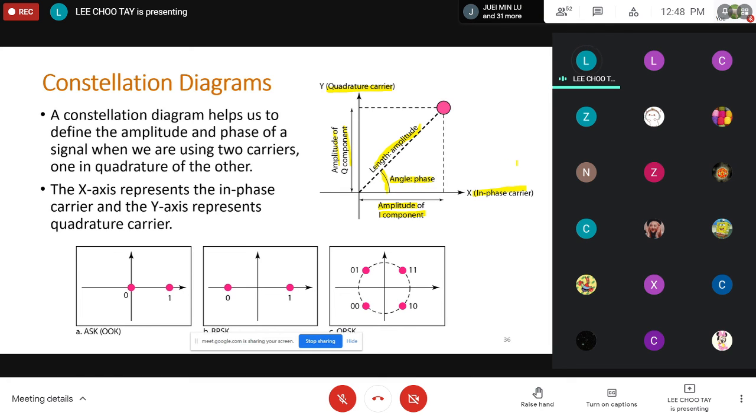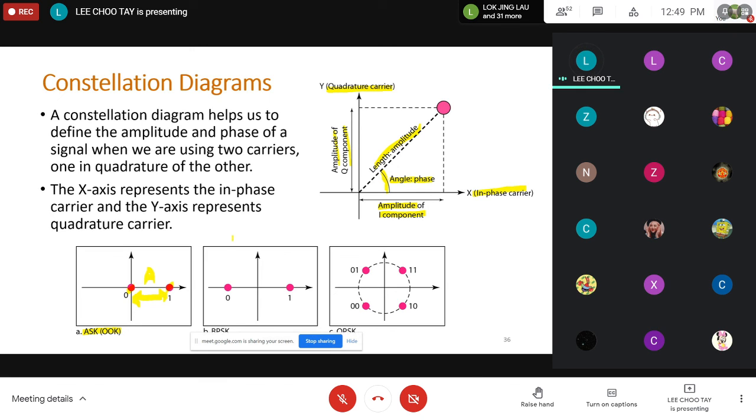So to put you in perspective, let's look at ASK. In ASK, you can also look at the phase, but as far as ASK is concerned, the phase angle is 0. We just transmit a binary 0 with 0 amplitude, and we transmit a binary 1 with a certain amplitude. If this is A, then the amplitude of your carrier signal is just A.